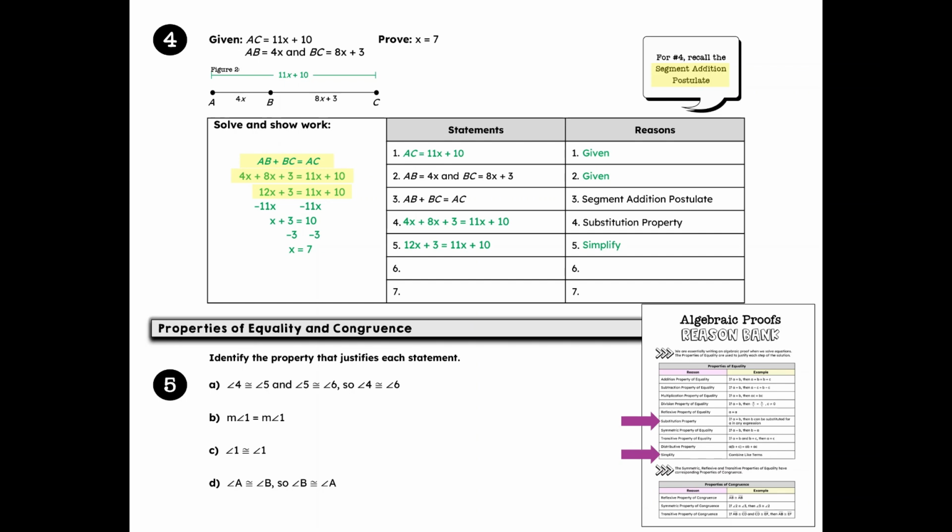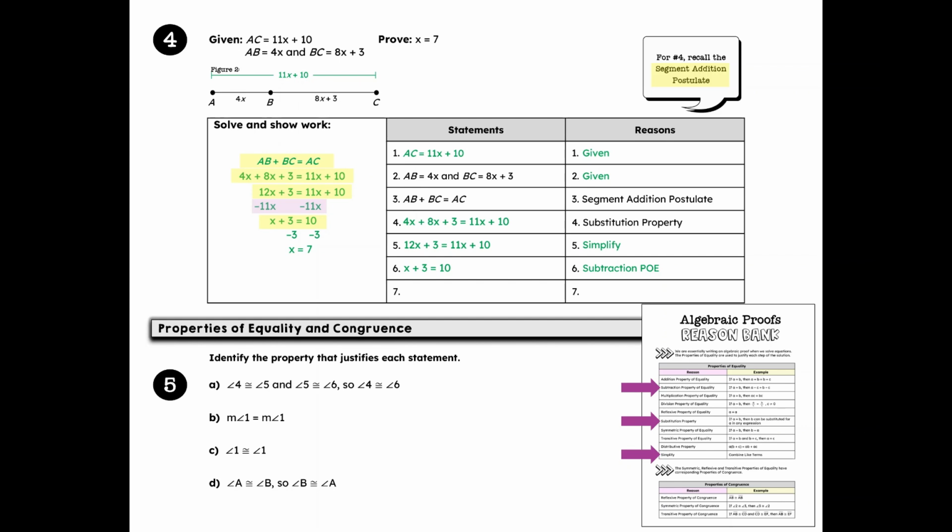Next step. I subtracted 11x from both sides to get x plus 3 equals 10. What do I write in the statements column in slot number 6? X plus 3 equals 10. What did I do to get from step 5 to step 6? I did what I highlighted in pink there, right? I subtracted 11x from both sides. What is that? That's the subtraction property of equality, and that's what I write down there. Subtraction property of equality, subtraction POE.